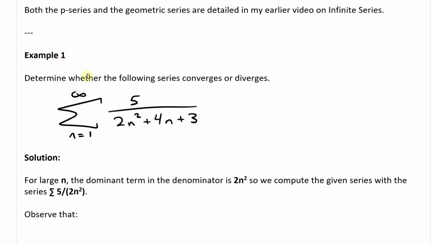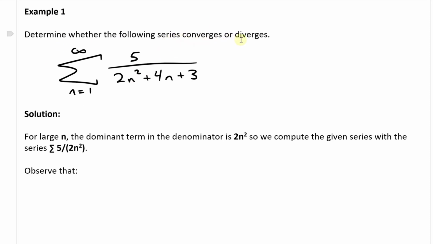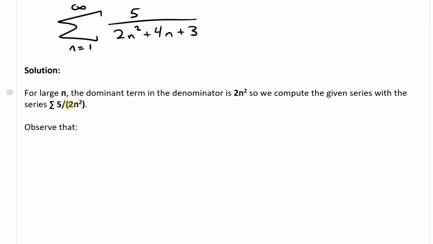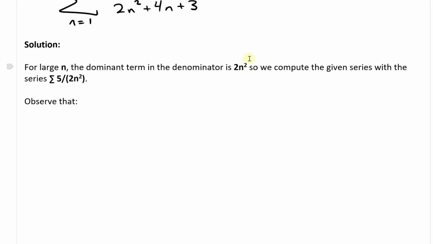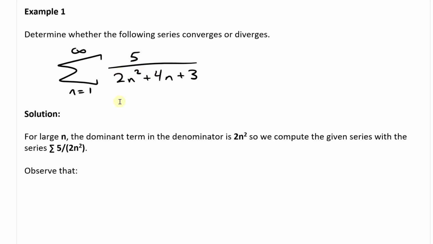So let's go further. Let's look at example 1. It states, determine whether the following series converges or diverges. We have the summation of n equals 1 to infinity of 5 over 2n squared plus 4n plus 3. This looks complicated, but we can compare it to, removing all these extra terms like 4n, the dominant power, n squared. So for large n, the dominant term in the denominator is 2 times n squared.